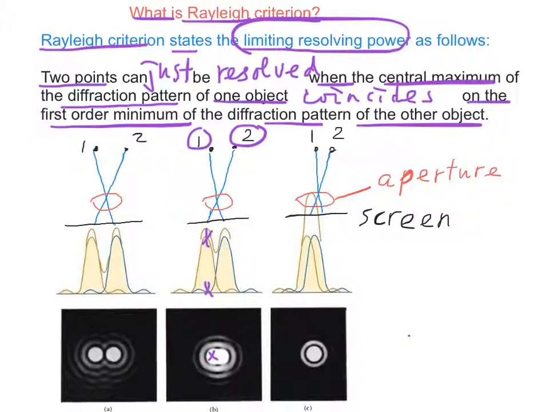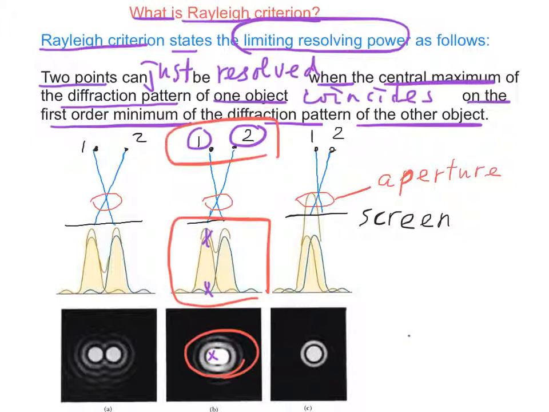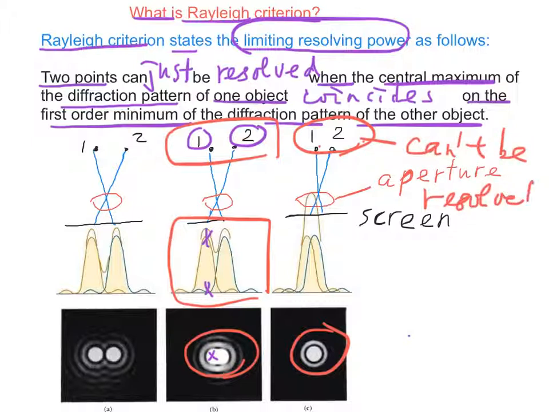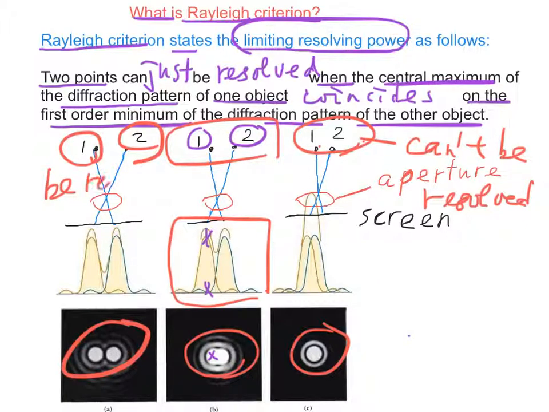From the diagram, this picture fulfills Rayleigh criterion. And for this picture, the two points, 1 and 2, cannot be resolved. And for this picture, these two points can be resolved clearly by the eyes.